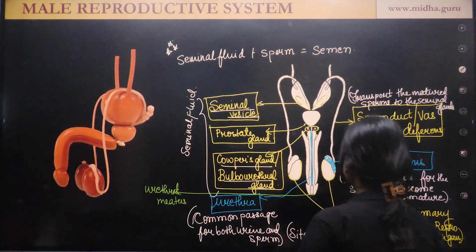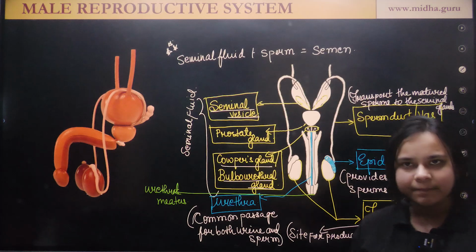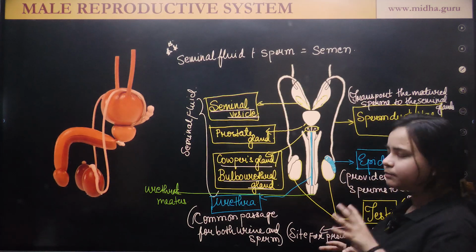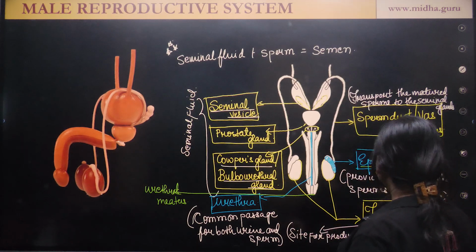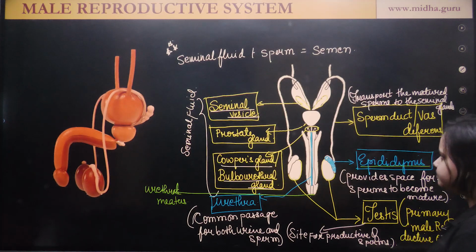So we have this testis. This is the primary male reproductive organ. Its main function is to produce sperm. Once the sperm is produced, it passes on to another part, the posterior part of the testis, that is the coiled part. We call it epididymis, where it provides space for the sperm to mature.